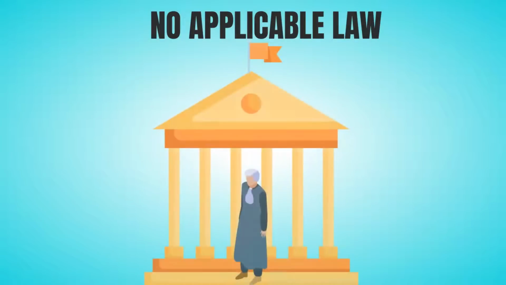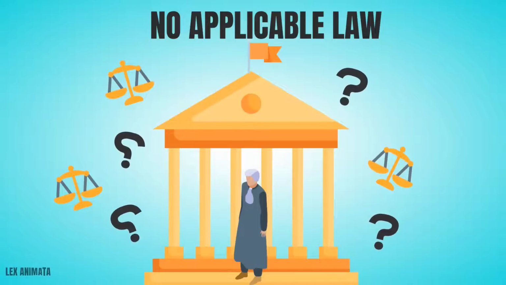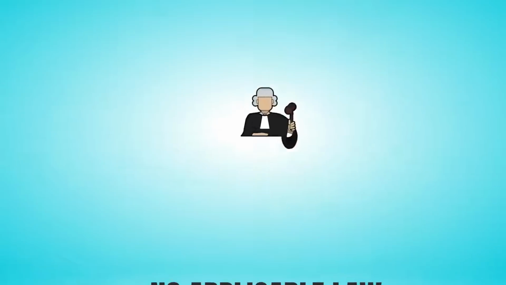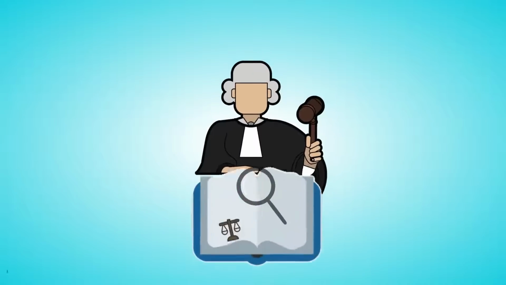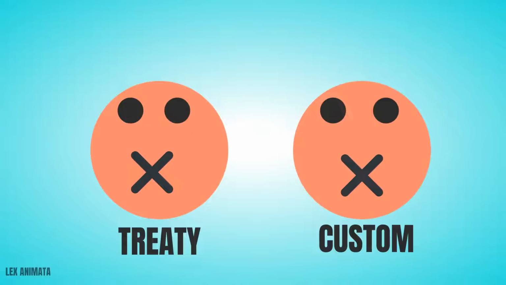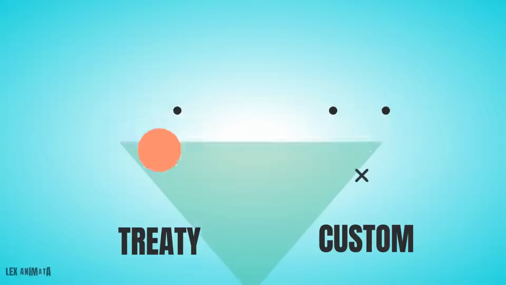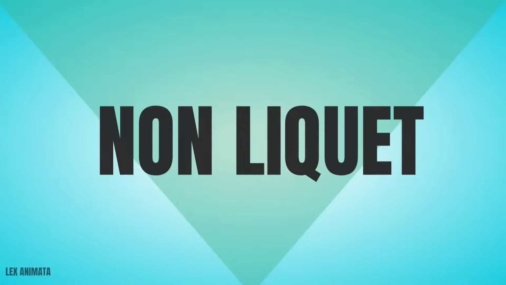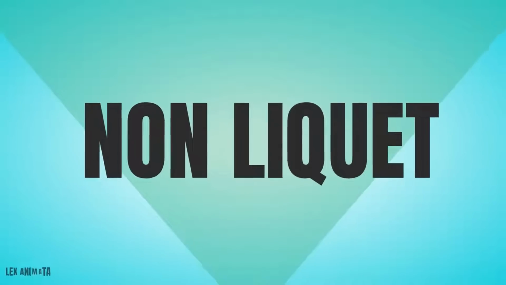A situation may happen where the court cannot find an applicable law to resolve the disputed problem. In such instances, the judge will look for a relevant principle to close the gap that might be uncovered in international law, in particular when treaties or customary rules are silent and cannot solve this problem, which is known as non-liquet. Let's have a quick look.